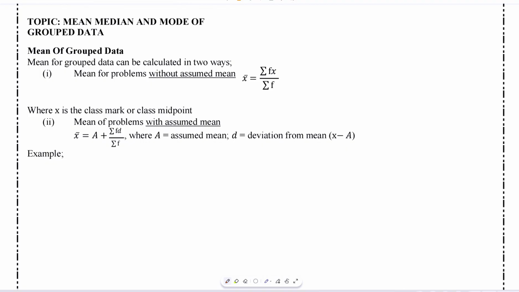In the last class we talked about the mean, median and the mode of ungrouped data. Now in this particular video we're going to be talking about the mean, the median and the mode of grouped data, because we have done the ungrouped data in the last video. If you have not seen that video, you can click on the video after this one. At the end of this video you will see the link to watch it.